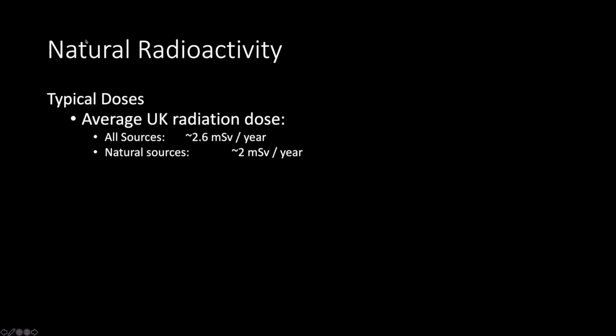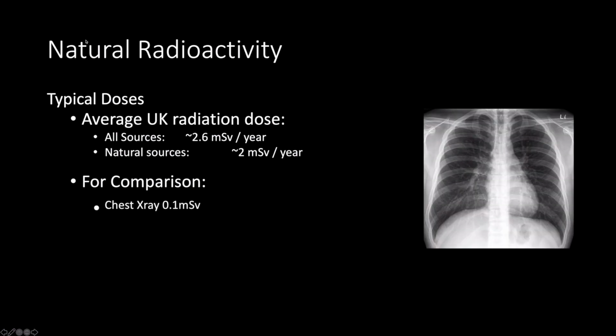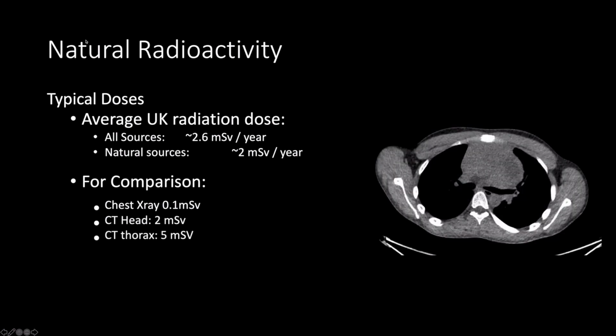And if we're talking about radioactivity, we can't talk about radioactivity without talking about dose. So the natural background in the UK is on average about 2 to 2.6 millisieverts a year, depending upon where you live. To put that in comparison, a chest X-ray has a dose of about 0.1 millisieverts. That's the equivalent of about 4 hours on a flight. A CT head might have 2 millisieverts. A CT thorax could range from 4 to 5 millisieverts.